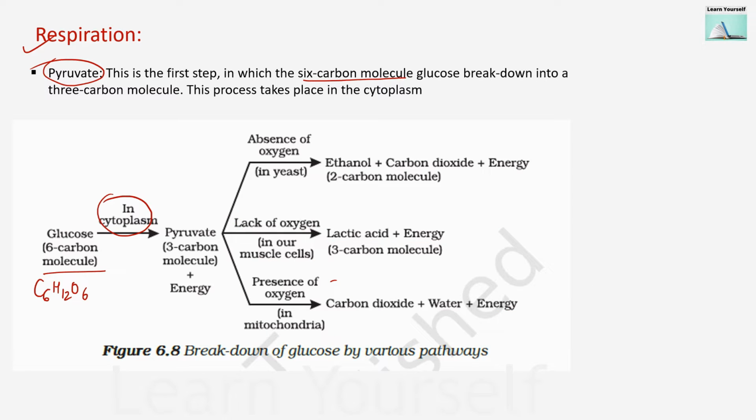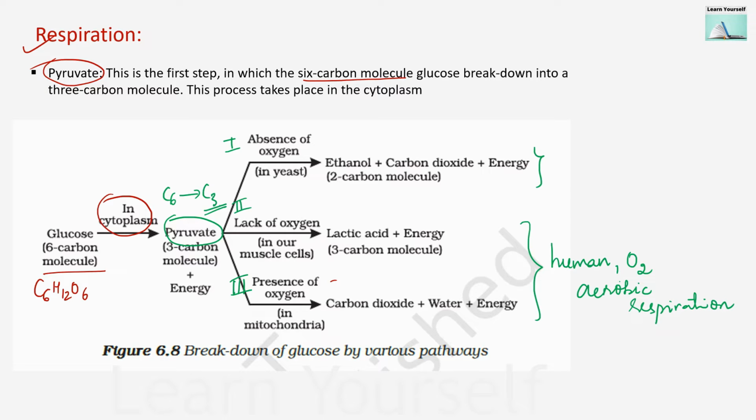So the first process we have seen here is pyruvate. What is pyruvate? In pyruvate, the C6 molecule will convert into C3. Now going forward, this C3 molecule will get combusted in 3 different types of process. This too will happen in humans and in presence of oxygen. So this is aerobic respiration. Whereas this respiration is anaerobic respiration, which happens in yeast and in the absence of oxygen. It gives us ethanol, which is a 2 carbon molecule, carbon dioxide and energy.